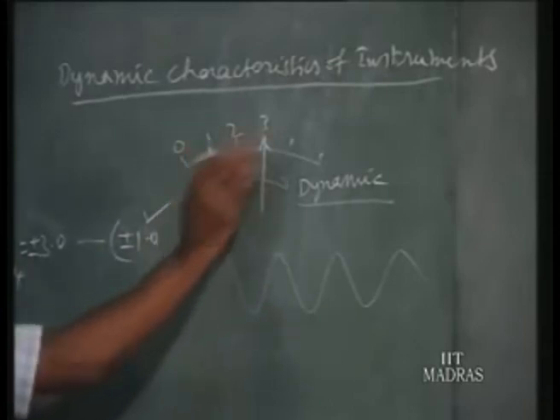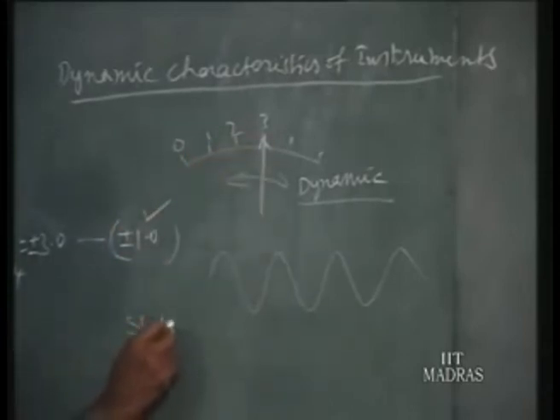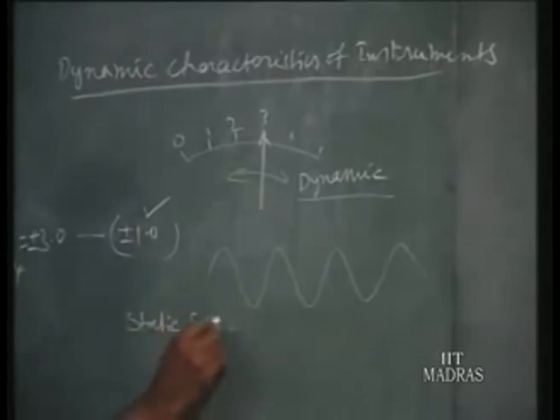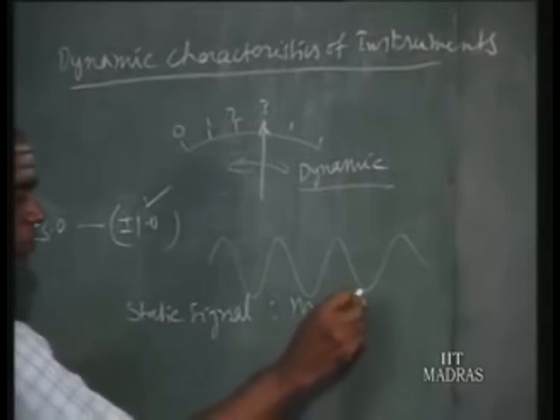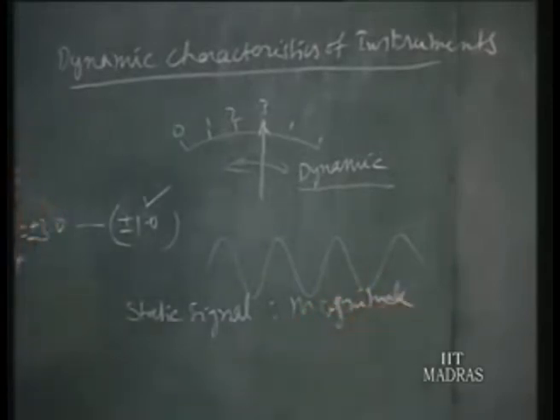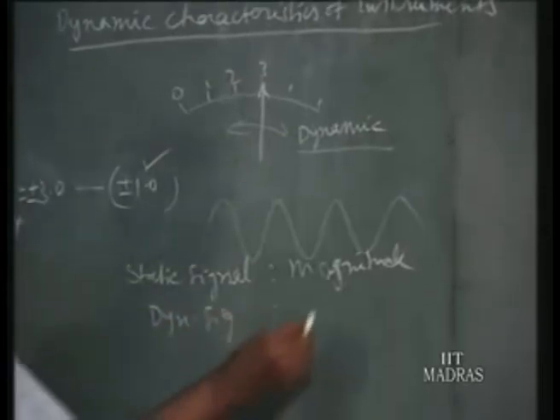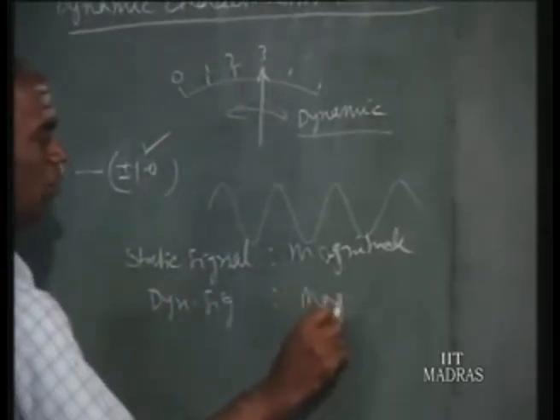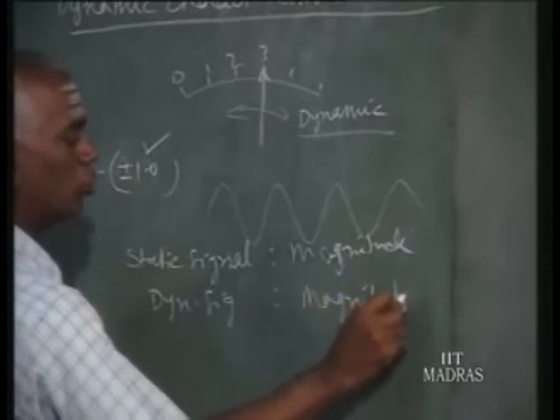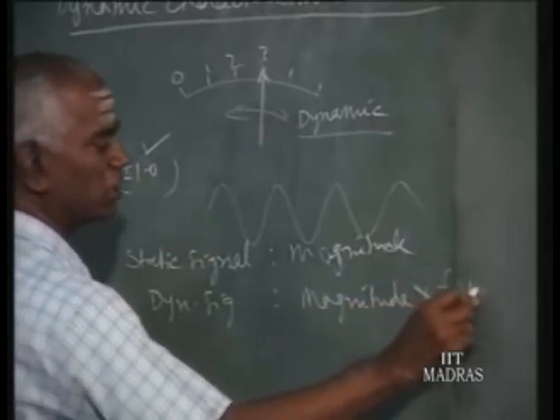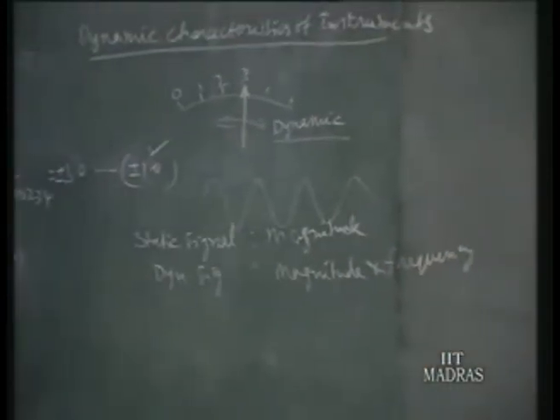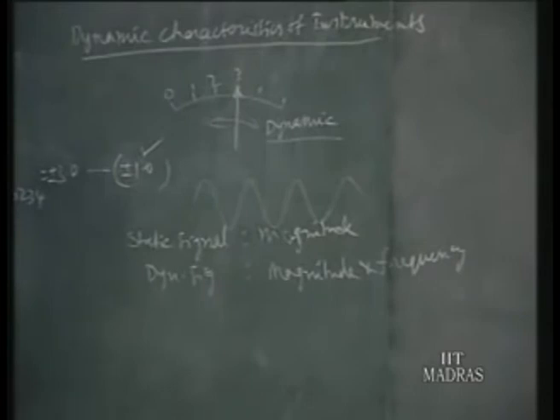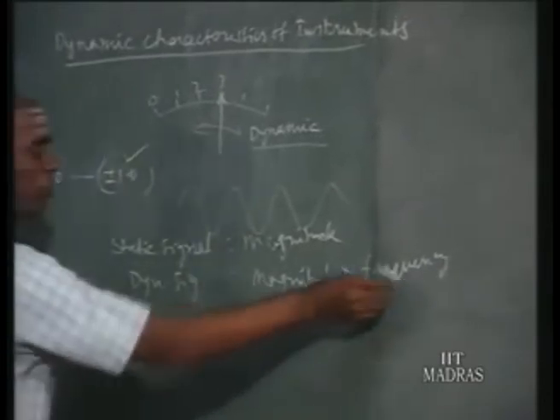So in a static signal we measure only the magnitude, whereas for a dynamic signal we have two quantities, magnitude and frequency. These are the two measurements you have to make, because the frequency, at which or how often the change is taking place, is given by the frequency.